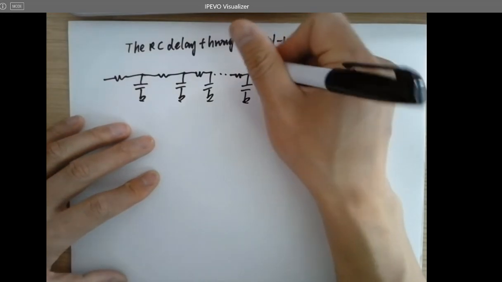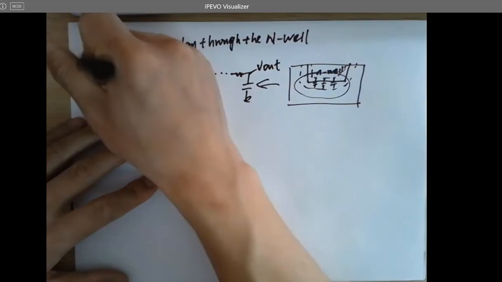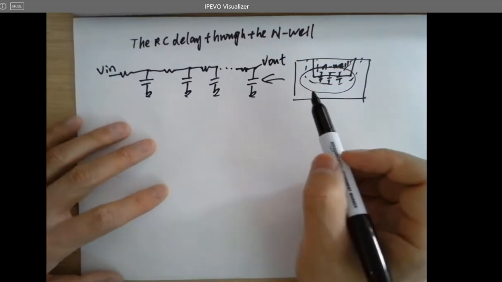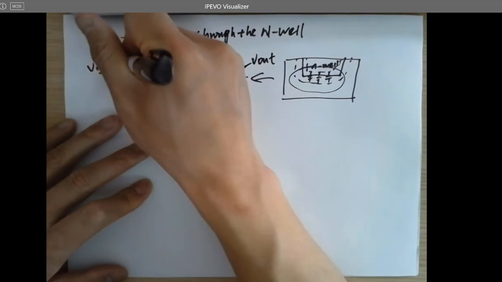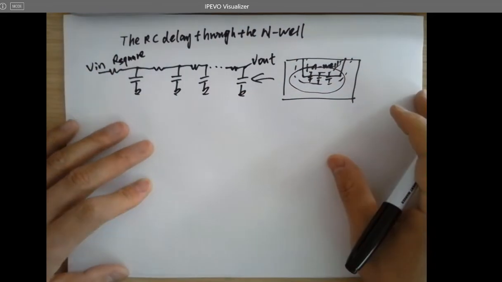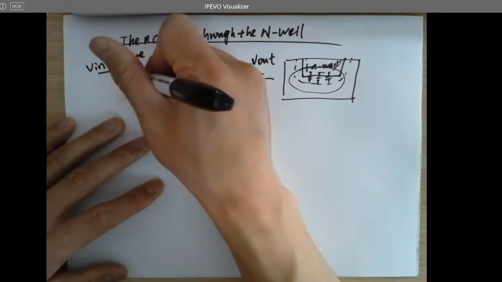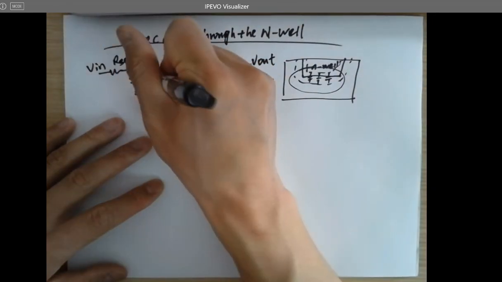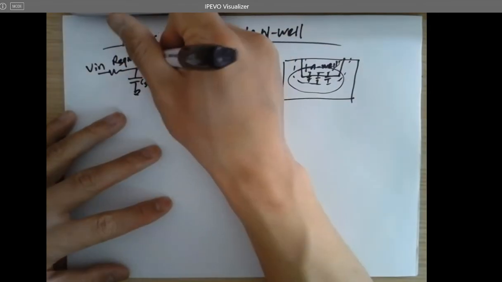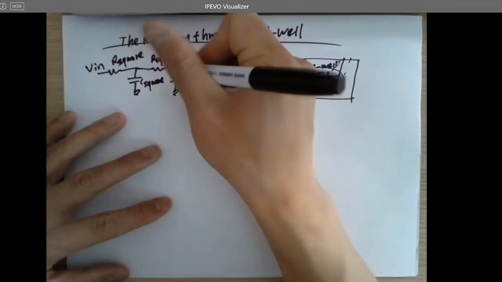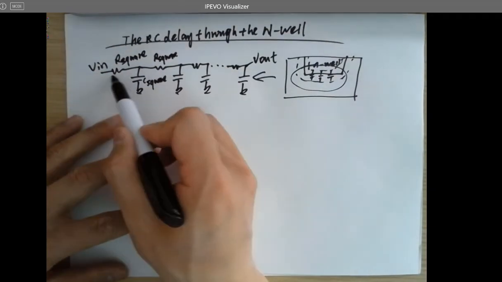This is the other terminal of the resistor. We call it Vout. And this is Vin. So every single resistor here is 1 R square, which is a constant, right? And this is a C square. Is C square a constant or not? Why is that? So all these resistors are R squares. So every single resistor has the same resistance.